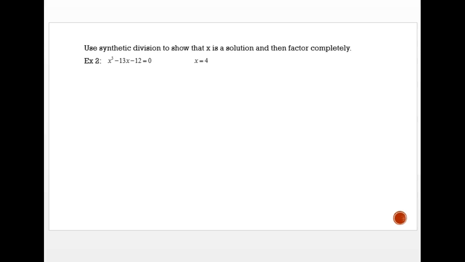The next type, I should say, says use synthetic division to show that x is a solution. Okay, you're going to know x is a solution if you get a remainder of 0. That means the remainder equals 0. And then factor it completely. So we're going to take that x, factor it down, and then finish factoring it until we know all the roots of the equation. So we're going to start with 4 and use synthetic division. So 1, there's no x squared term, so I'm going to put in a 0, negative 13, and negative 12.